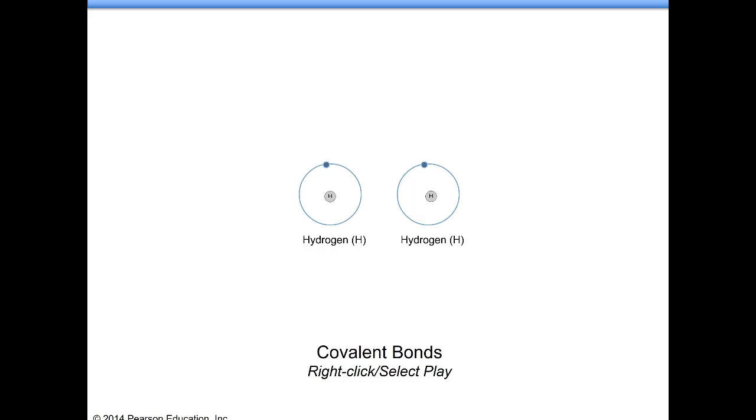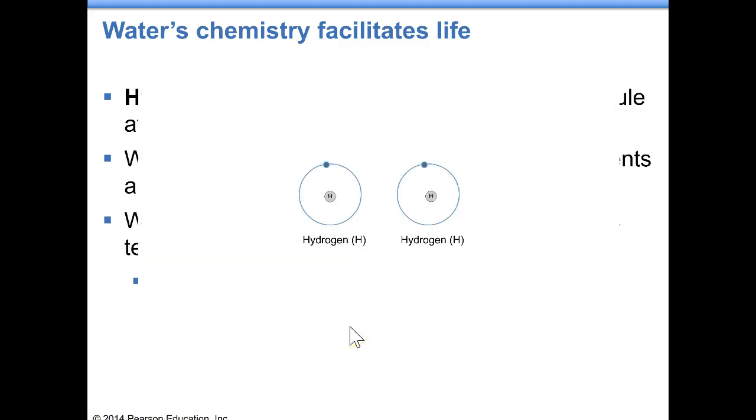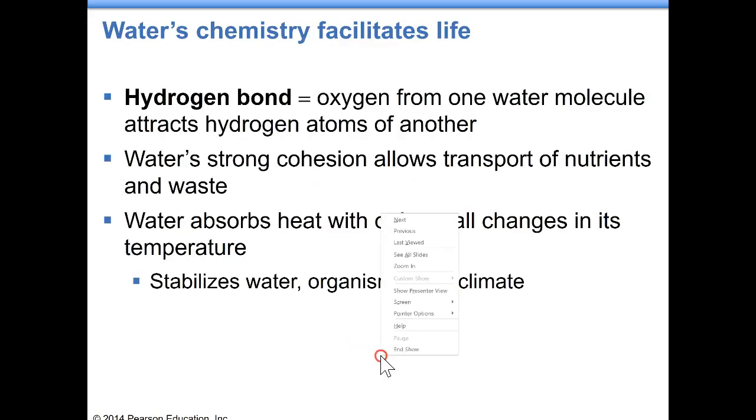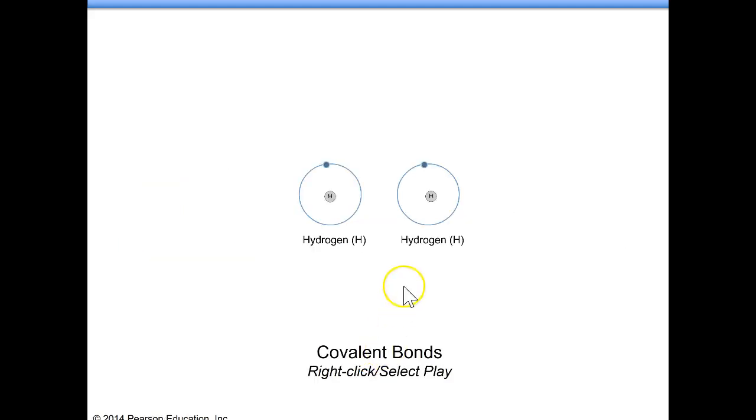In covalent bonding, let's get this to right click. Maybe that one's not going to work like the other one did. Okay, in covalent bonding, right click and select play. It keeps going back. Bear with me here. Right click and select play. Here we go. I selected play. Oh, isn't that cool?